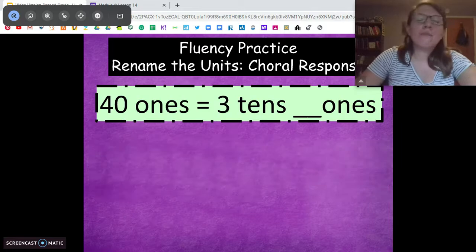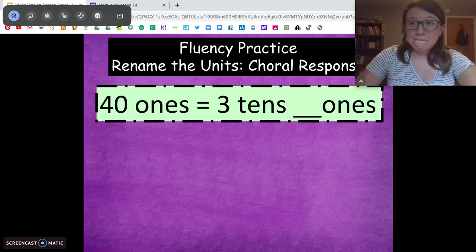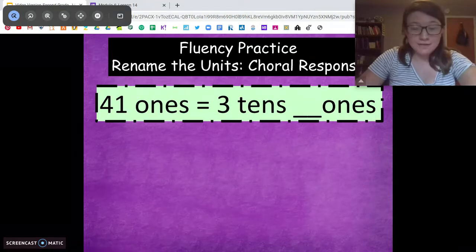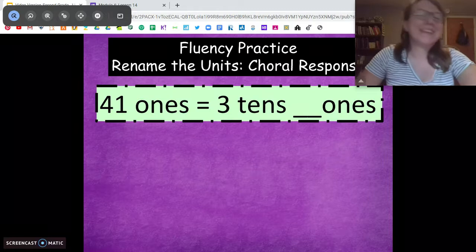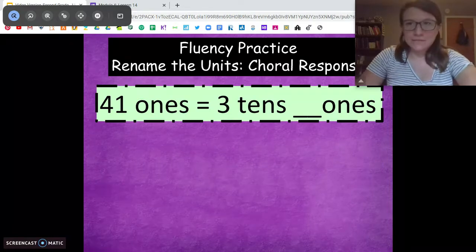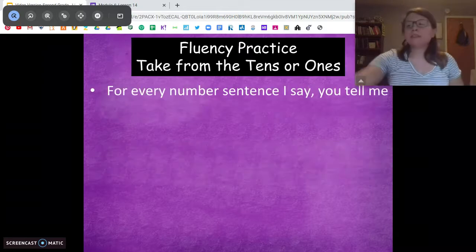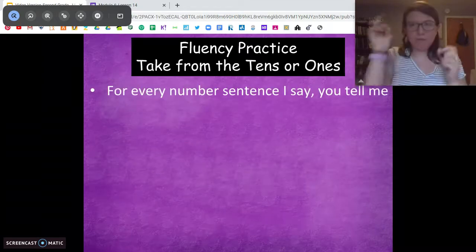Very good. 40 ones is 3 tens and 10 ones. Awesome. 41 ones is 3 tens. How many ones? 11 ones. Awesome.